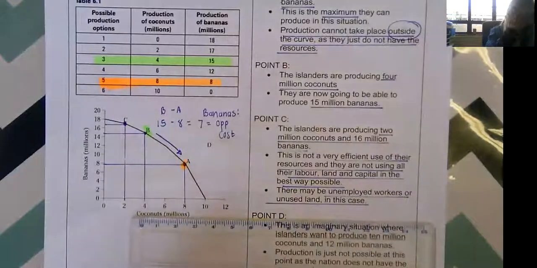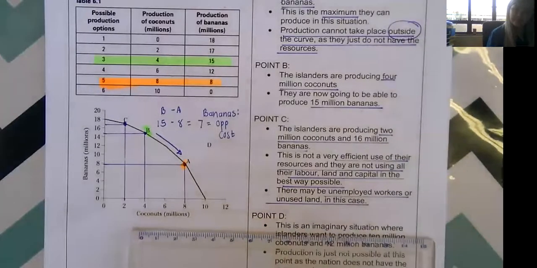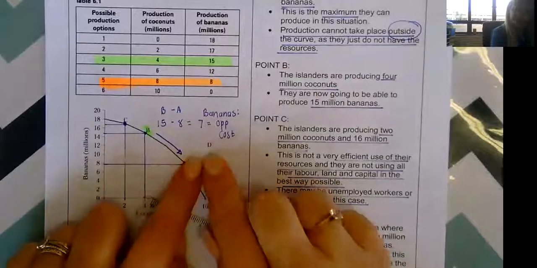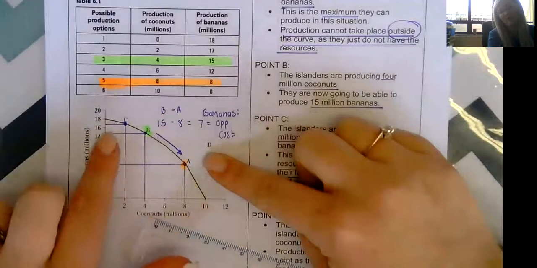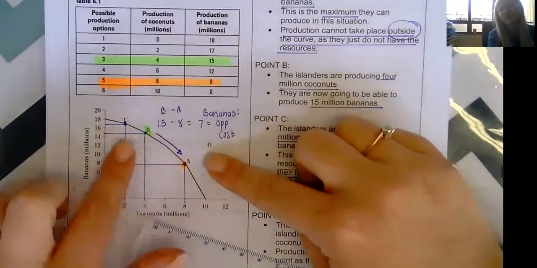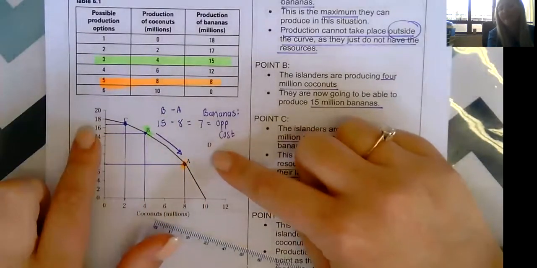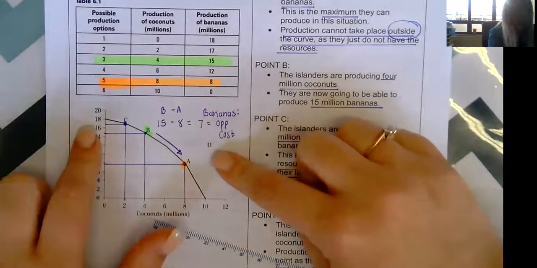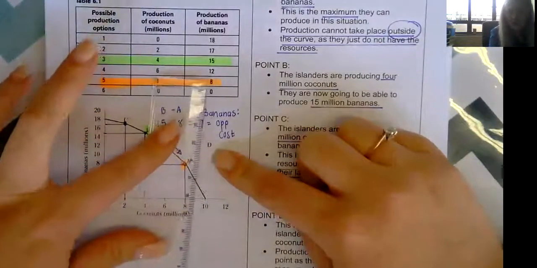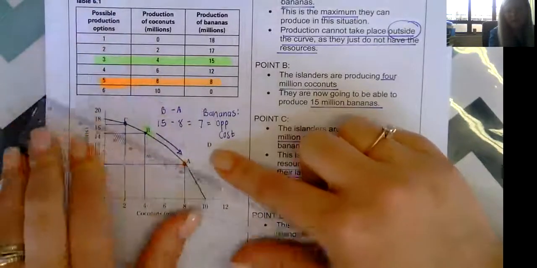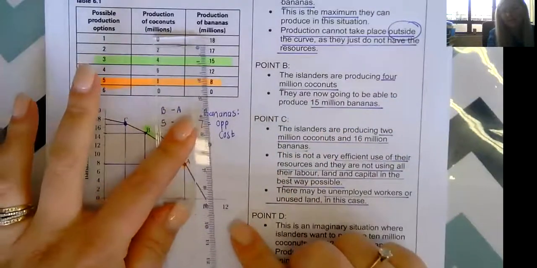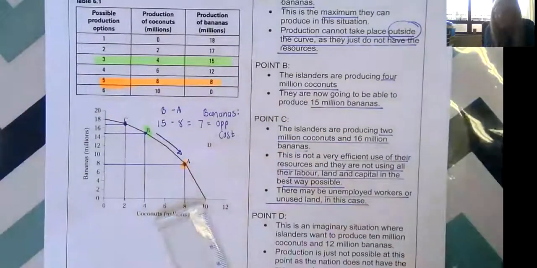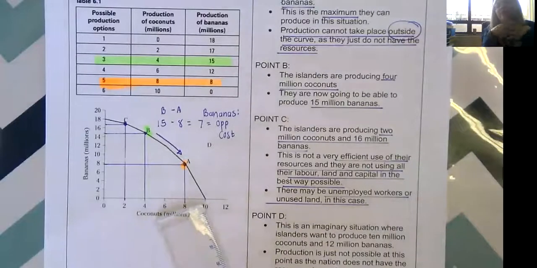So let's move on. Then at point D, now remember I said you can't produce at this point because this line represents the resources you have available. Okay? This is all the resources you have available. You cannot produce at that point because you don't have enough resources. You can't produce 12 bananas and, let's say, 11 coconuts because you don't have enough money, you don't have enough labor, you don't have enough to produce at point D.